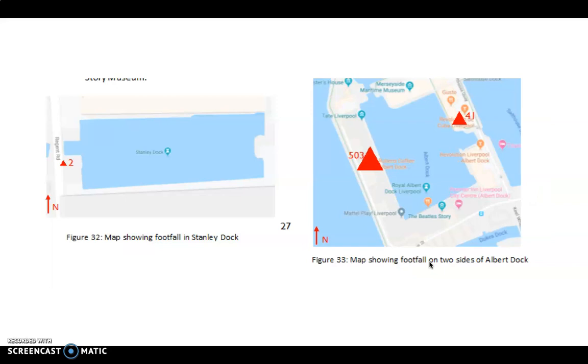Again, this student has done a map of footfall, so they've shown how many people were found in each area. It's a nice way of doing it, very simple, not overly complicated, just adding a little symbol onto a map to show how many people were in each area. It gives us a nice visual representation of where that is.